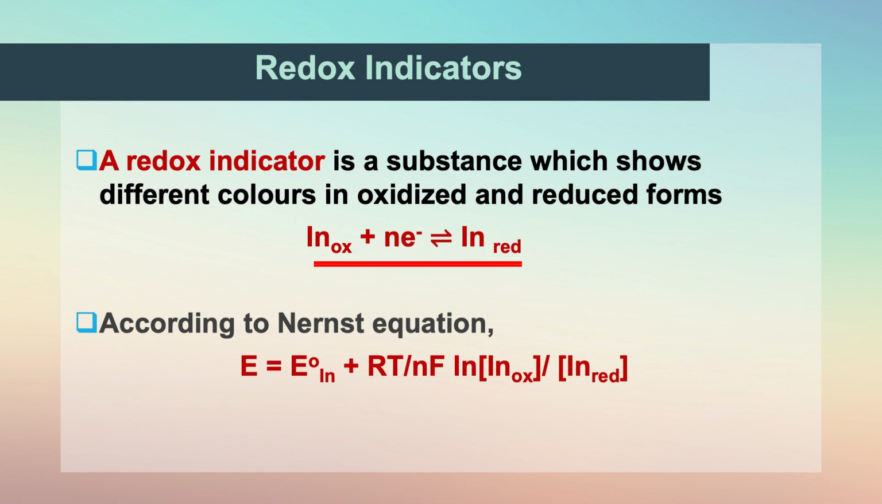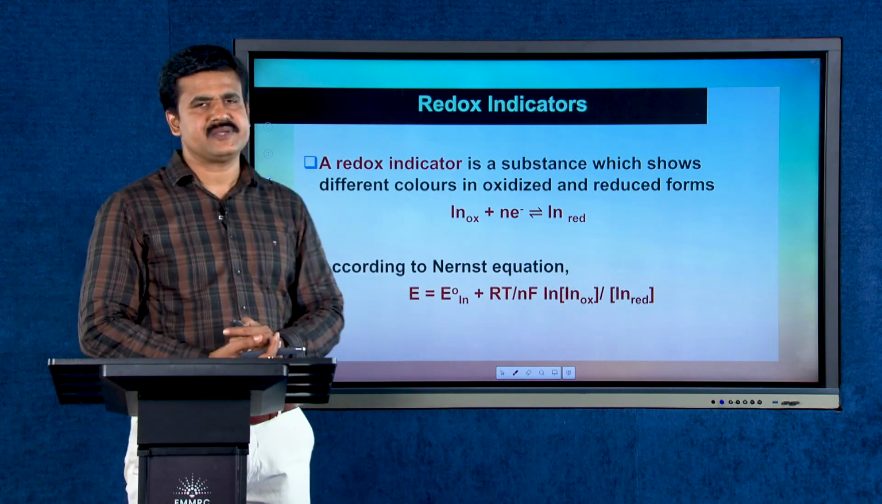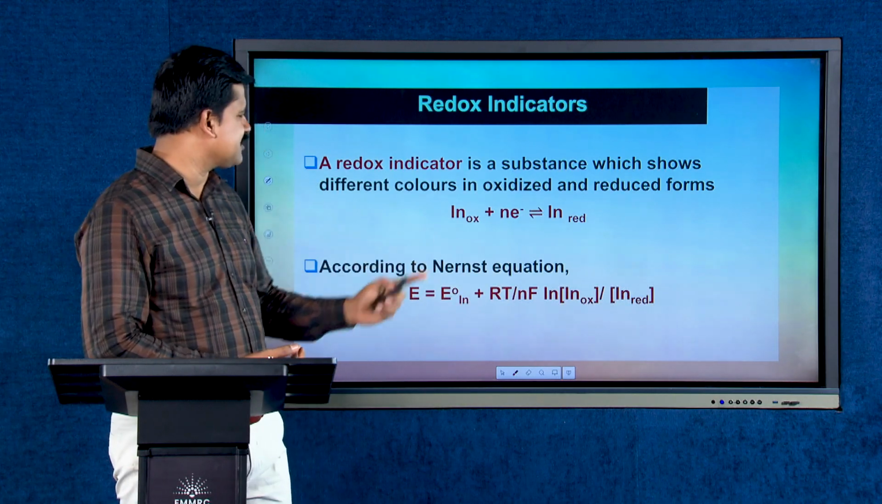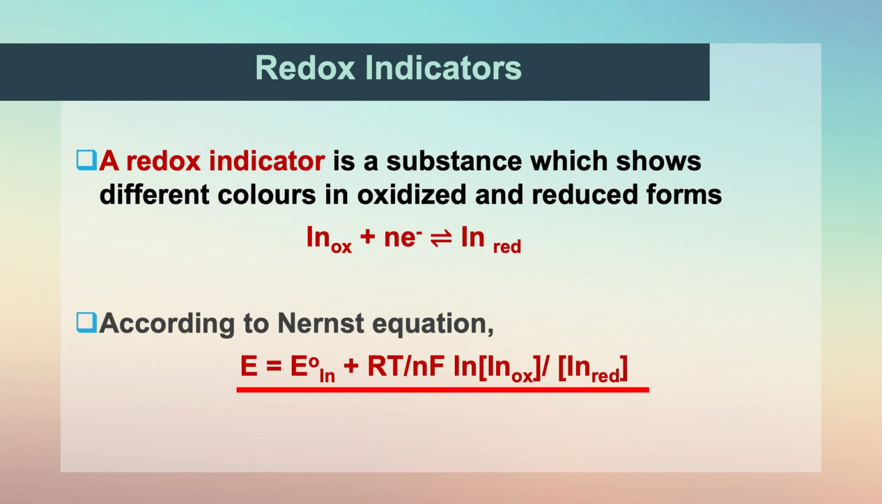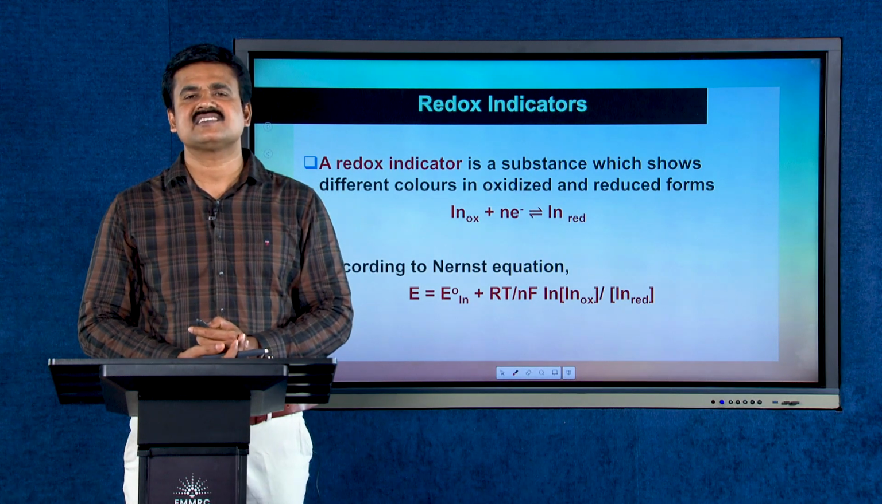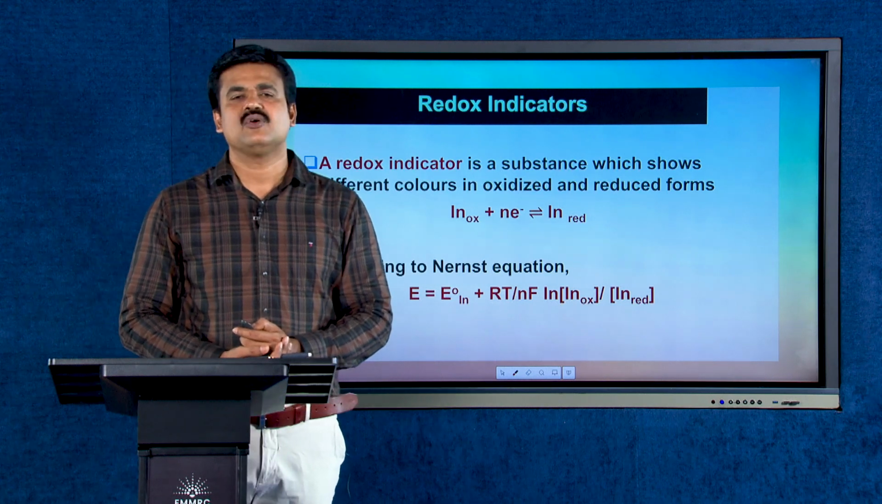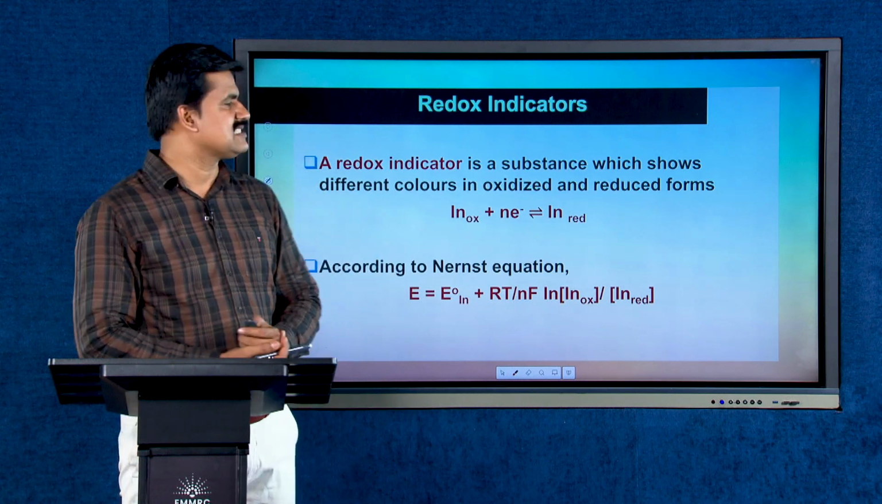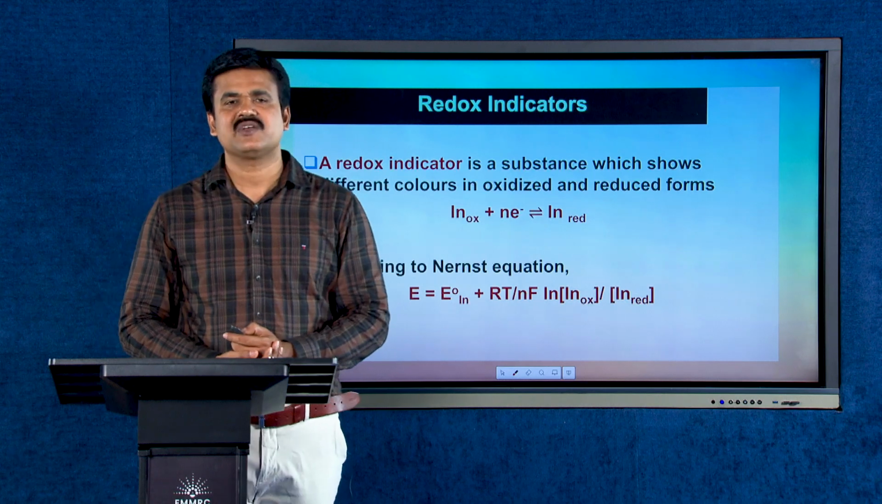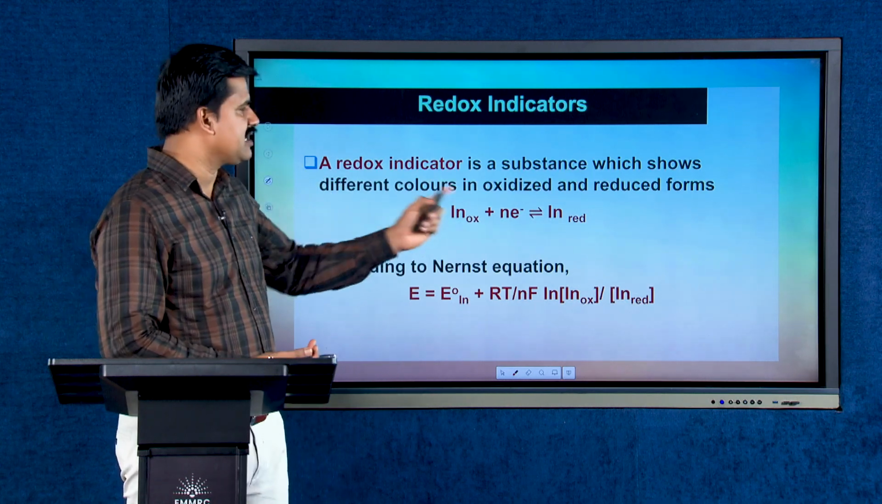Let the indicator be marked as In(ox), that is, the indicator in the oxidized form, plus n electrons, you are getting the ion in the reduced form. And according to the Nernst equation, it is possible to set out an expression like this: E is equal to E0 indicator plus RT by nF into natural logarithm of [Indicator OX] divided by [Indicator RED]. Indicator RED represents the indicator in reduced form. Indicator OX represents the indicator in oxidized form. This is the Nernst equation corresponding to the equilibrium as shown here.